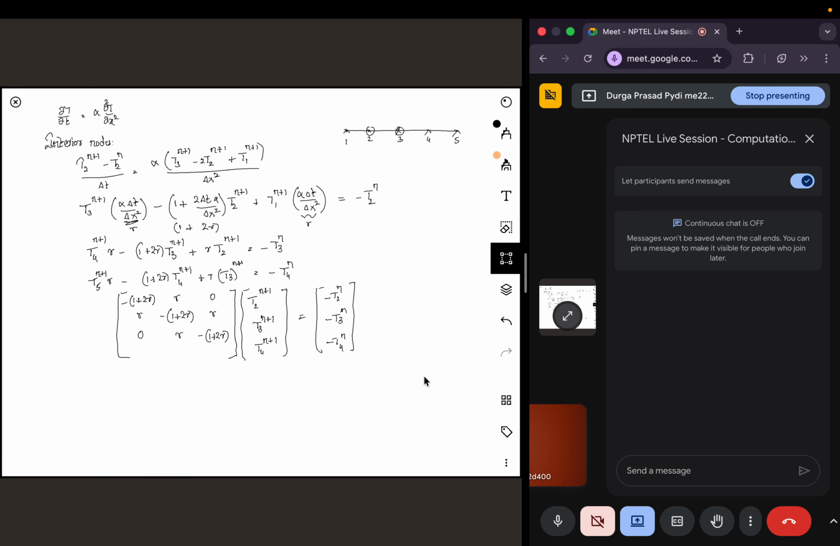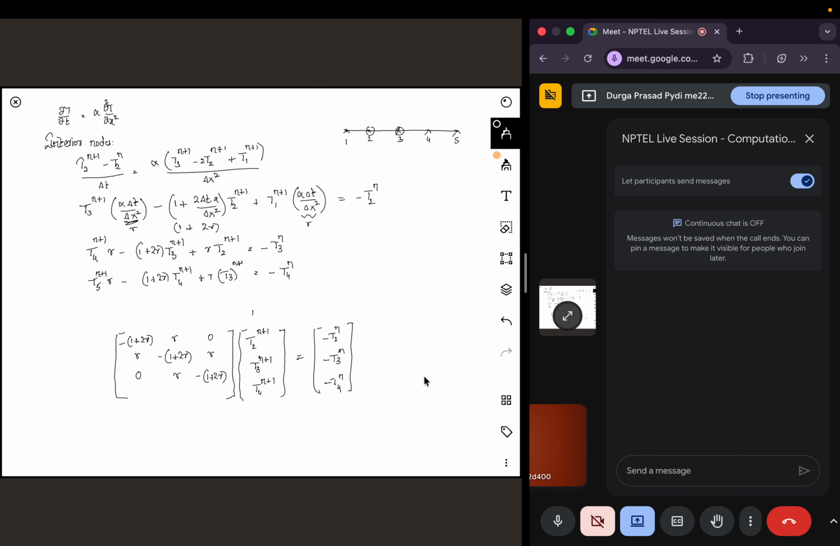Now there are some terms left over here that we have to take care of. So we totally have 5 different nodes, so I will be having T1 and T5 also. So how do I accommodate them into this matrix? At the boundaries, the treatment is again similar. At the east boundary, we have a Dirichlet condition, so all we have to say is T5 n plus 1. I have to expand this matrix also.